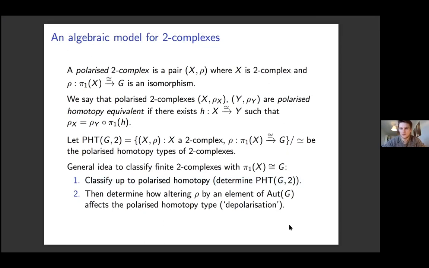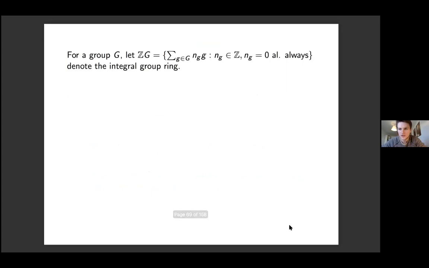No? Okay, good. Right, okay, so for a group G, I'll also let ZG denote the integral group ring. By ZG, I just mean the linear combinations of group elements with integer coefficients. In case the group is infinite, I'll say that these coefficients are going to be 0 almost always, i.e. they're only non-zero on a finite set. So these are finite linear combinations of group elements which form a ring in a natural way.